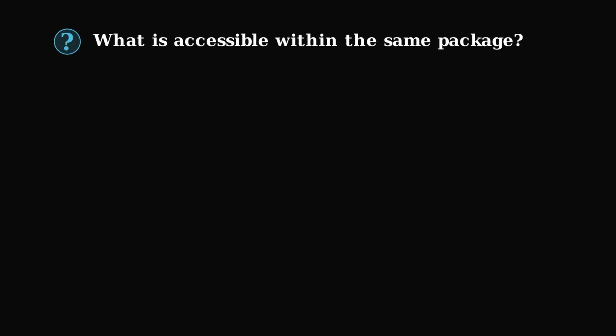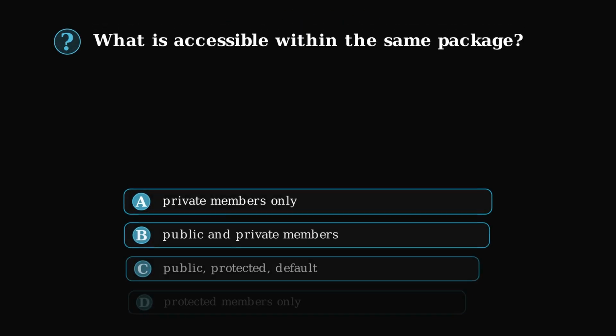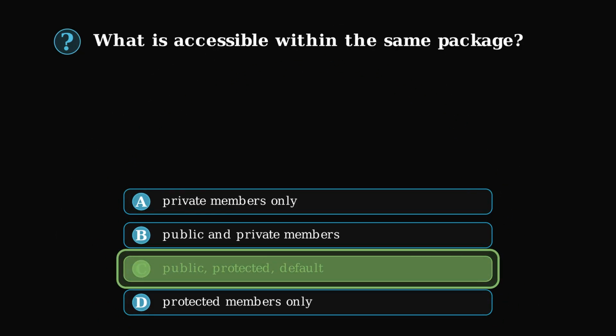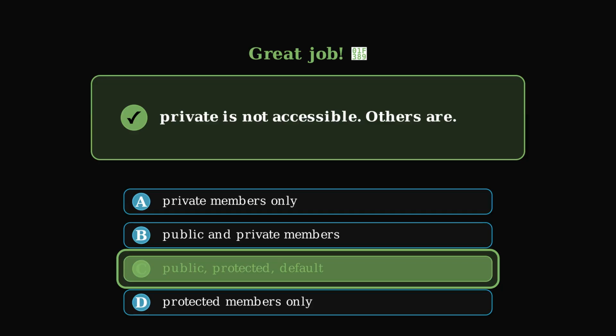What is accessible within the same package? Which one is correct? The correct answer is private is not accessible. Others are.